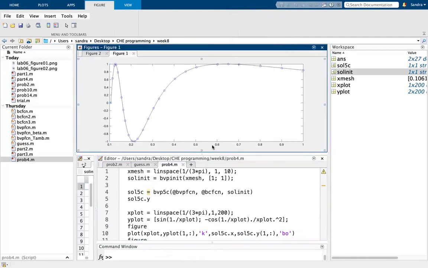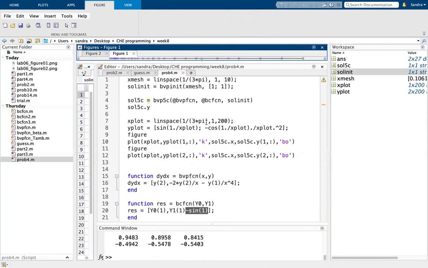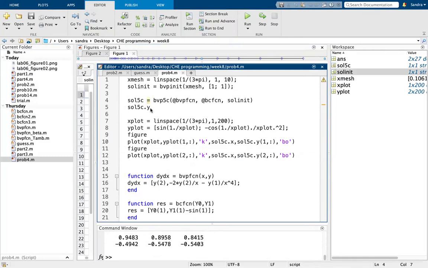I have two plots. Why do I have two plots? If you see this, I have written the analytical solution also. So I get the solution from here. From the solution, I am plotting. This is the analytical solution for the first output. Sorry, this is the y value.